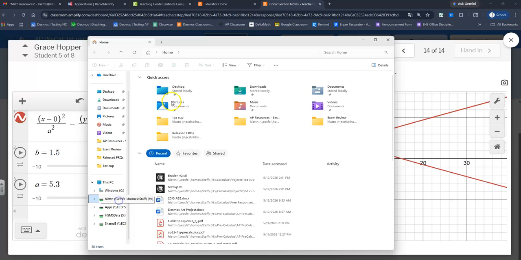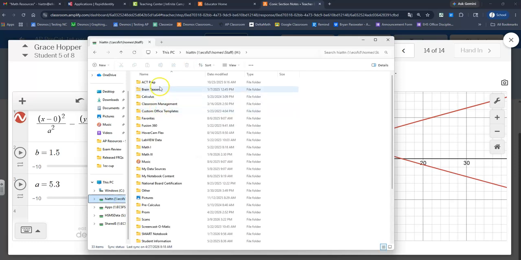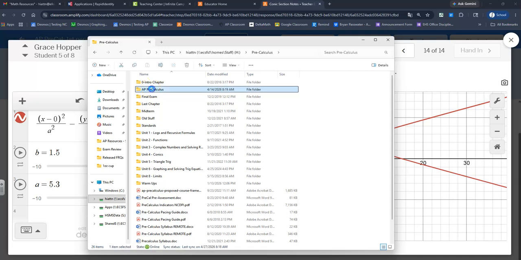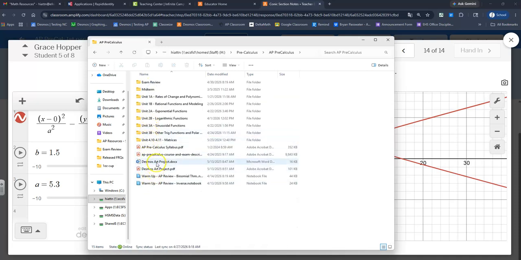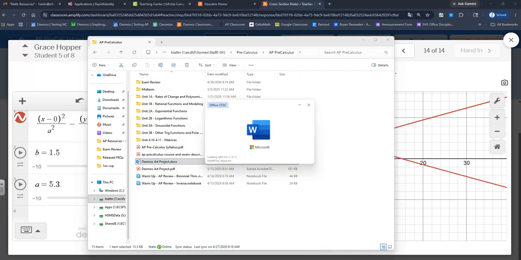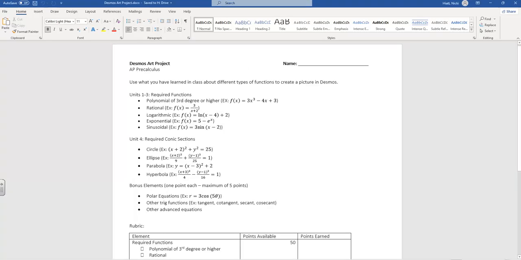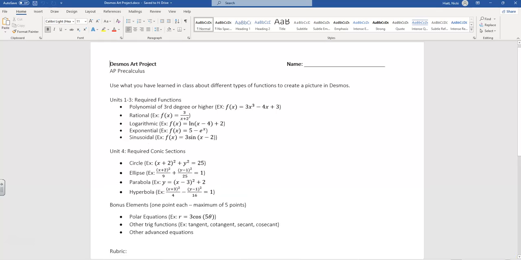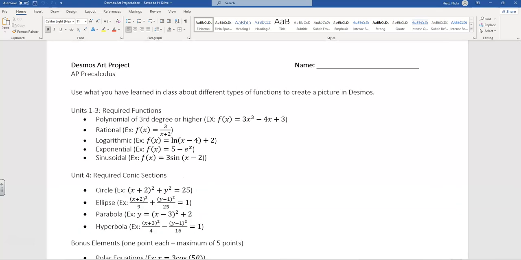And I was looking for examples, and for some reason I can't find them. And I'm going to have to look for specific students. So let's see. We need Desmos Art Project. I'm going to open this, and I've printed this one out for you too. Going to take what you've learned in class, and you are going to make a picture in Desmos.